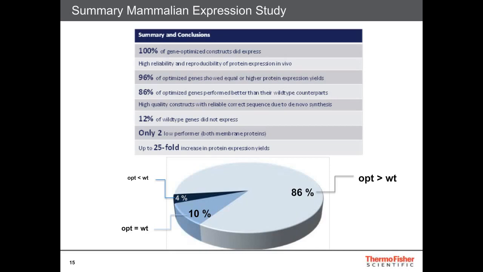We saw that 96% of the optimized genes showed at least equal or higher protein expression levels, while 86% indeed showed higher protein expression levels than their wild-type counterparts. Those expression levels in the study were increased up to 25-fold, and we only had 2 low performers where a wild-type gene performed better than the optimized genes. Both were membrane proteins, and I would like to comment on this in just about a second on the next slide.